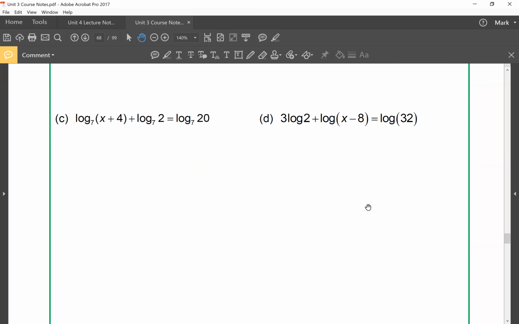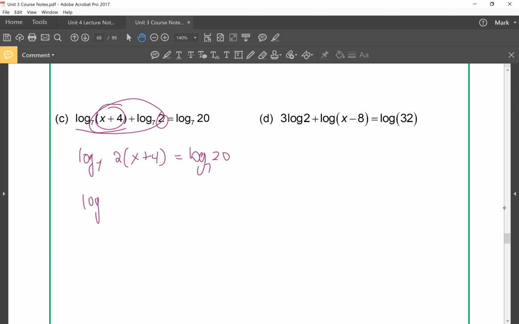Now, again, I really encourage you, you can't just get rid of the logarithms. This is why we spent all that time yesterday combining them. The first thing I'm going to do is combine these. So I would get log base 7. Now, this would be 2 times (x plus 4), because they're added, equals log base 7 of 20.